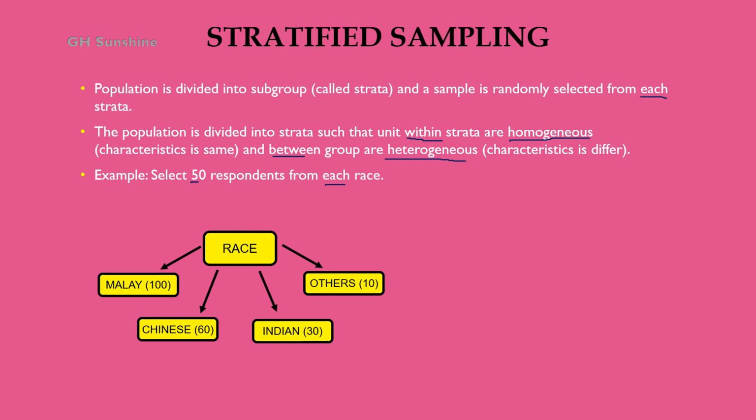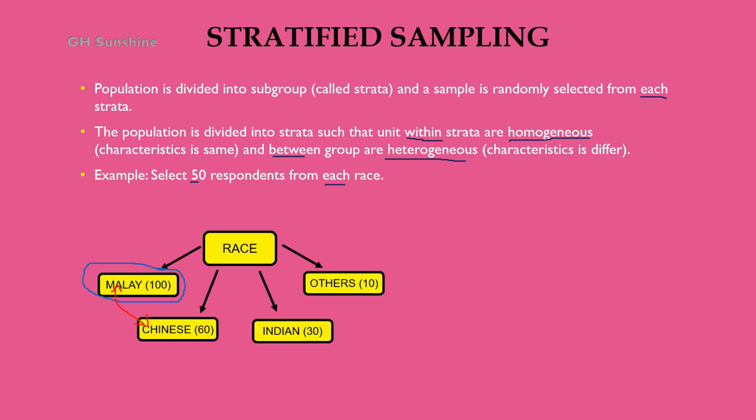So how do we select the sample using the stratified sampling technique? So first, recall: what does it mean by homogeneous and heterogeneous? So homogeneous, look at here. Within the group, Malay, all 100 units from the Malay group have the same race, Malay, but between groups, the characteristics of race differ. So that's why the most suitable sampling technique to be used is the stratified sampling technique.